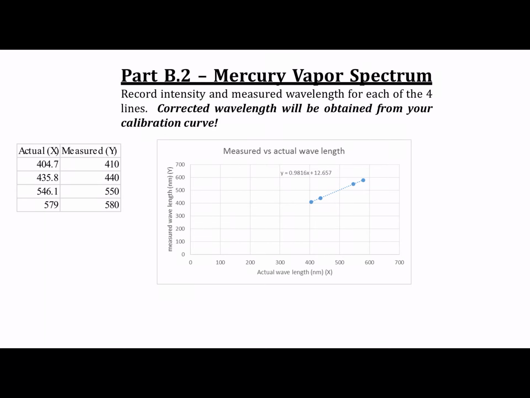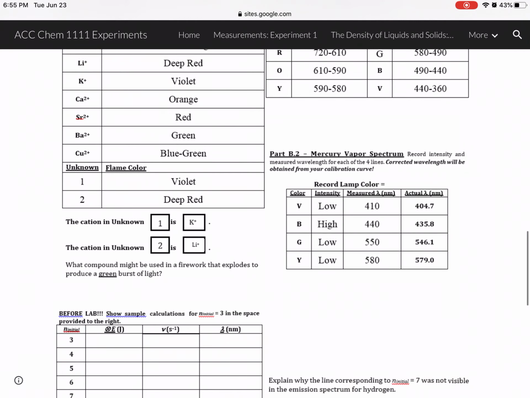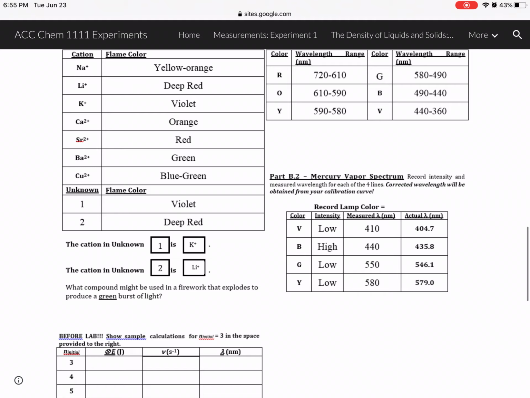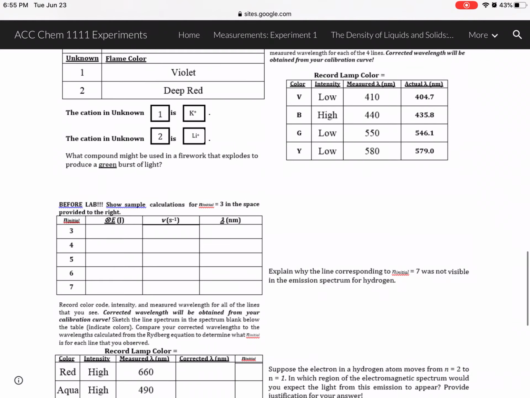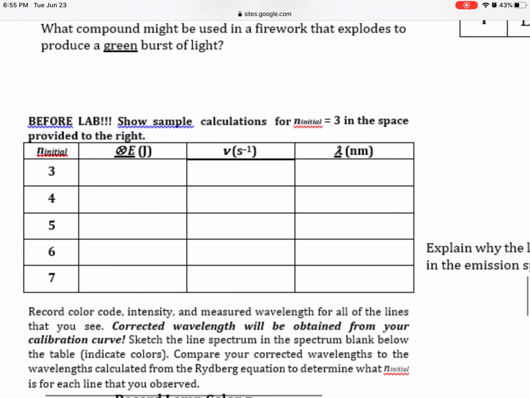And then for the next part, let's go back now. That is the purpose of the mercury vapor spectrum, that you need to draw the calibration curve, which is going to look like that. And then you also need to go ahead and complete this table. Before the lab, show sample calculations for n initial 3 in the space provided to the right.